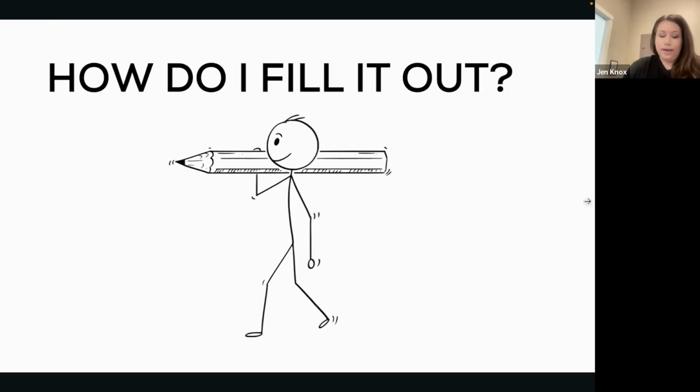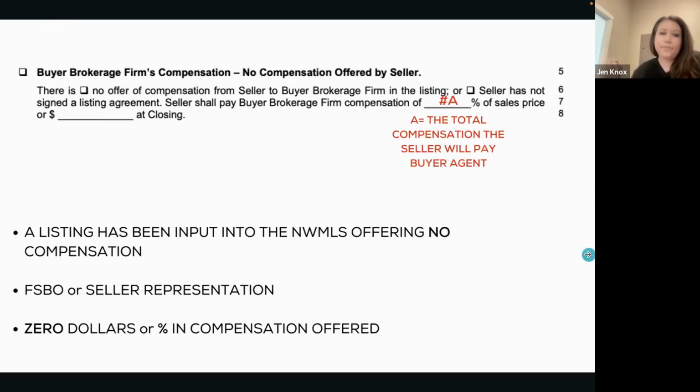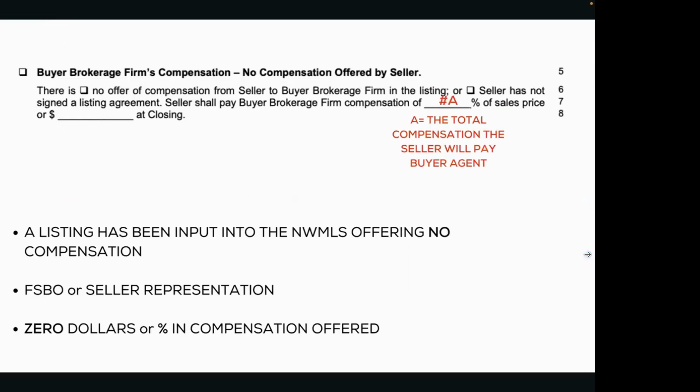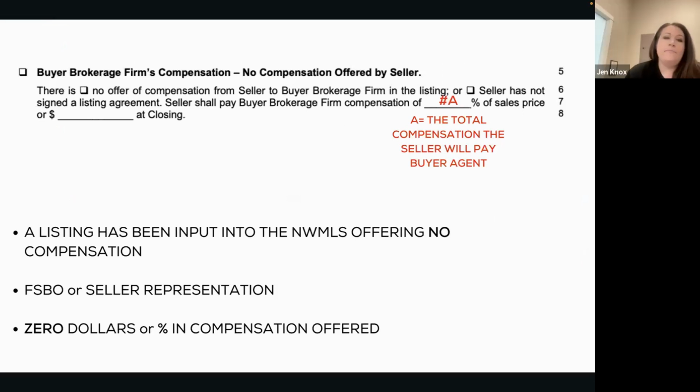Okay, so how on earth do we fill this out? Number one, our first box. When we have buyer broker compensation, no compensation offered, we're going to check this option if there is one of two things that happened. One, if there is a listing in the Northwest MLS and the compensation amount is 0. And number two, if the seller has not signed a listing agreement.